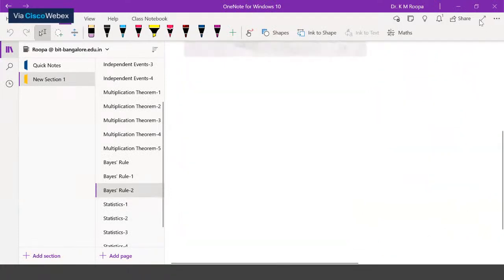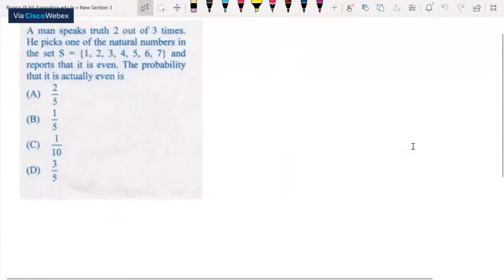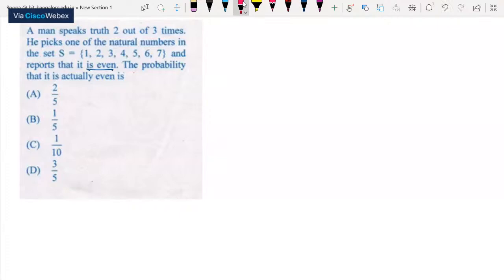A man speaks the truth 2 out of 3 times. He picks one of the natural numbers in the sample space 1 to 7 and reports that it is even. The question is: what is the probability that it is actually even? This is a very clever question. The sample space given here is 1, 2, up to 7.